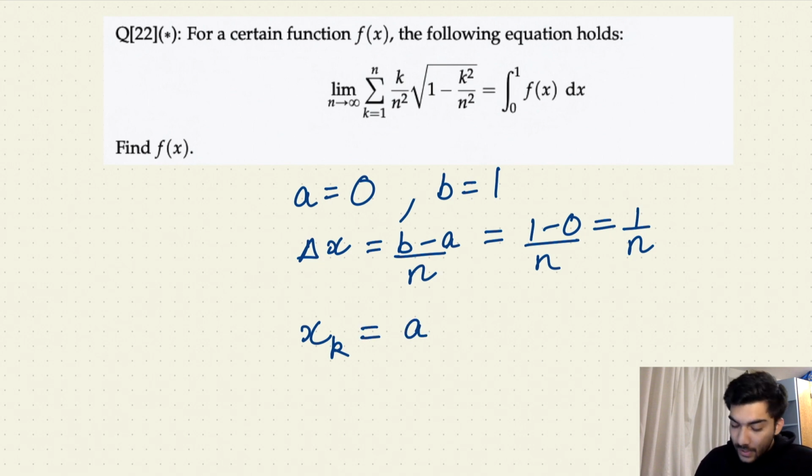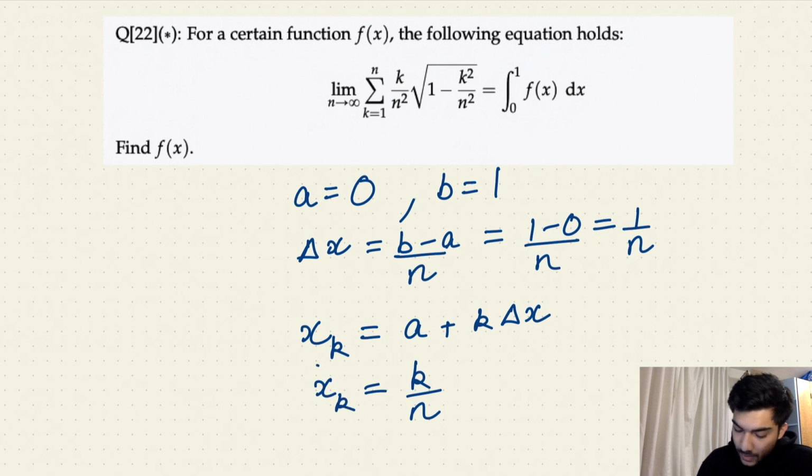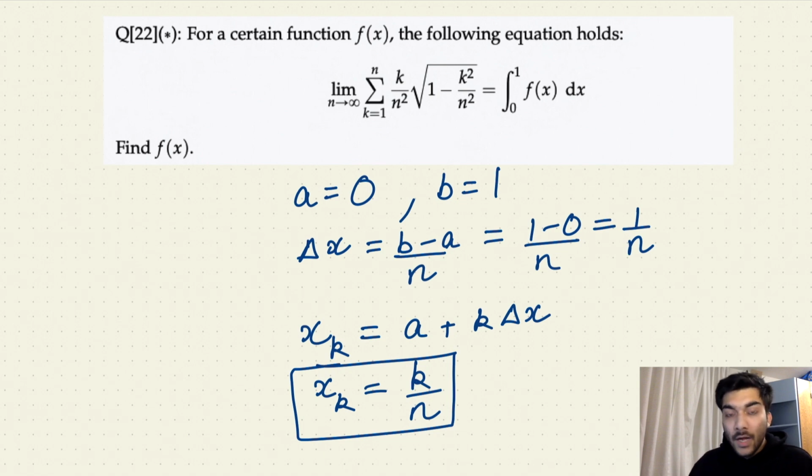My basic notation for xk is a plus k delta x. In this case, my a is 0, my k is k, and my delta x is 1 over n. So my expression for xk becomes k by n. Now I have to replace every occurrence of k by n and substitute x in its place, and when I do that I'll get my final function. So now let's simplify this expression and substitute k by n as x.